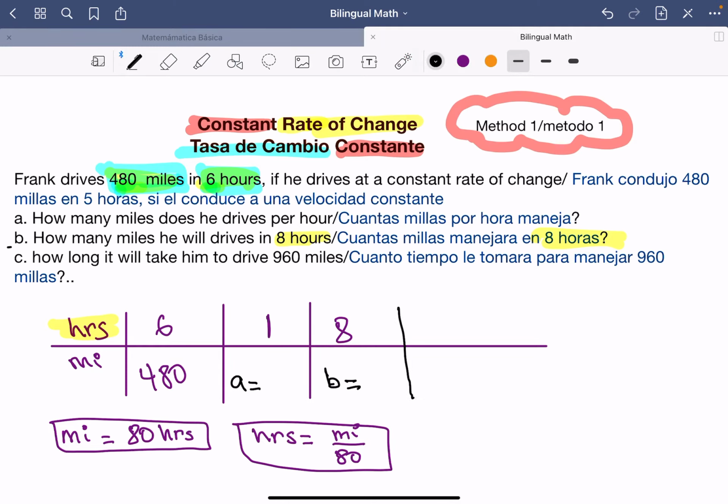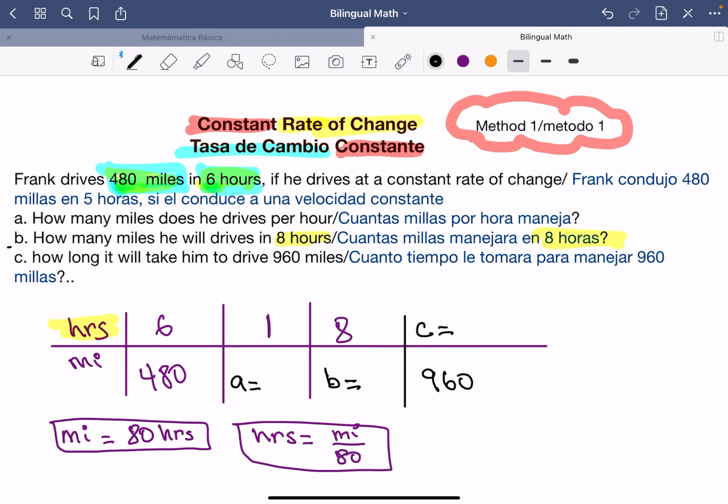La C dice que vamos a hacer cuánto tiempo le va a tomar para manejar 960 millas. So C says that how long it's going to take him to drive 960 miles. 960 miles, so it should be with the miles. So I'm going to write down 960 right here, and this is going to be C. I'm trying to find the number of hours.